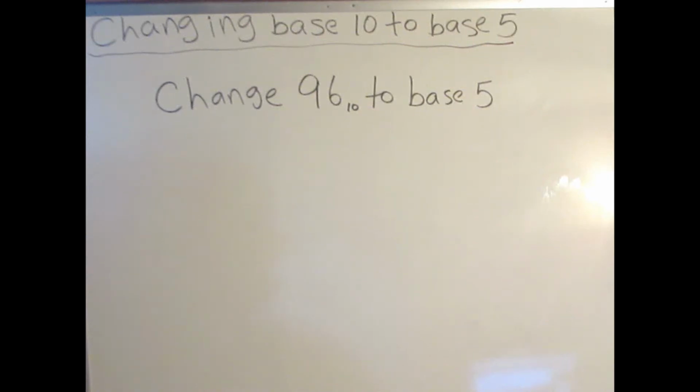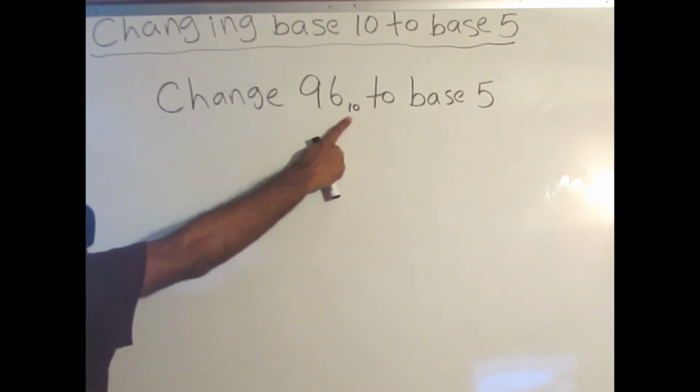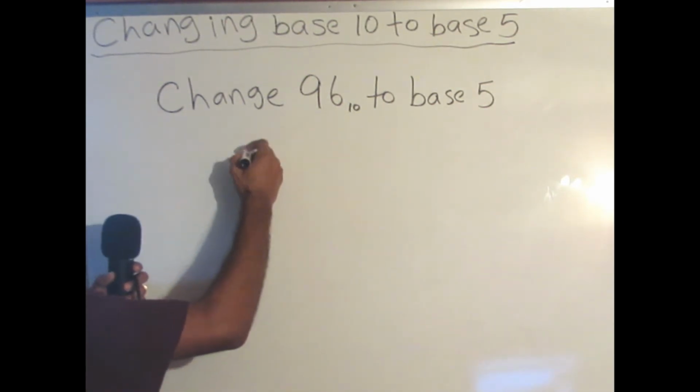Hello students, once again welcome back to our math problems, and this time we're going to work a problem that has to do with changing numbers from base 10 to base 5. And if you can see on the board, we're going to change 96 base 10 to base 5. So whenever you have a problem like this, the first thing you want to do is to set it up.